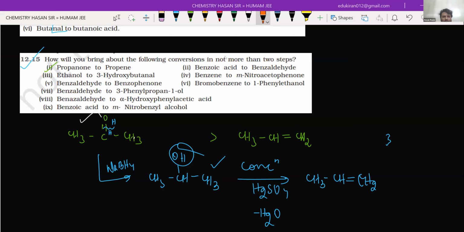The rest of the questions, you will be able to solve, yes or no? If you are not able to solve any one of these parts, what do you need to do? You just need to skip, sorry, you just need to move on to the next question. Okay.